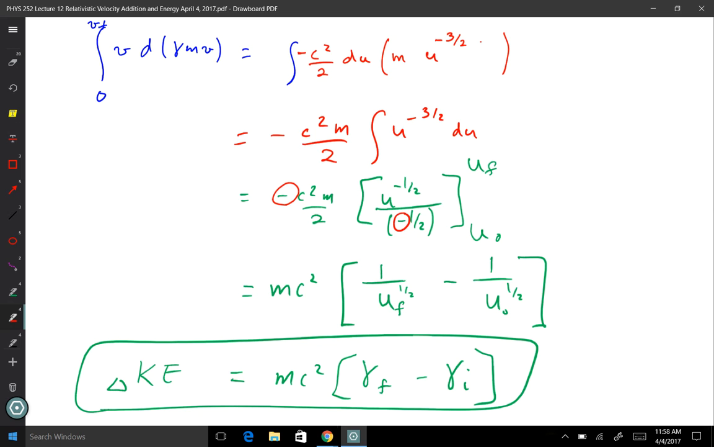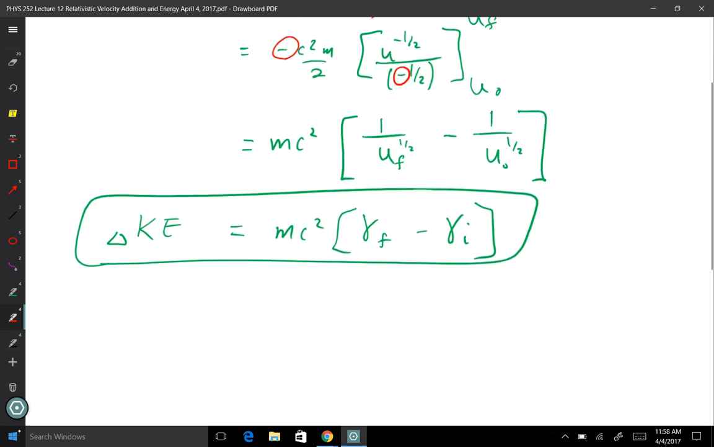So that's how we get this change in kinetic energy equation. Notice this is just a change equation. It doesn't set what the kinetic energy is. But then we have the requirement that if the speed is zero, the kinetic energy has to be zero. So this sets the kinetic energy plus or minus an additive constant. And so when the speed is zero, it's equal to zero, and that sets the additive constant as minus mc squared.